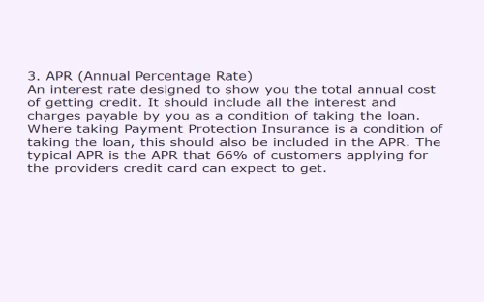An interest rate designed to show you the total annual cost of getting credit. It should include all the interest and charges payable by you as a condition of taking the loan. Where taking payment protection insurance is a condition of taking the loan, this should also be included in the APR. The typical APR is the APR that 66% of customers applying for the provider's credit card can expect to get.